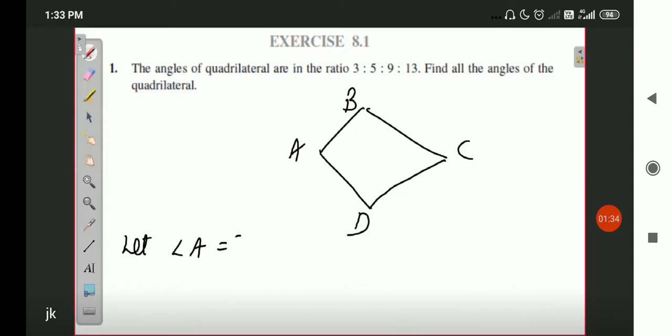And secondly, you will say that the sum of all the angles is 360 degrees. I have already told you the sum of all the interior angles of a quadrilateral is 360 degrees. Angle A plus angle B plus angle C plus angle D will be equal to 360 degrees. If you add all of these angles, you will determine the value of x, and by multiplying x with 3, by 5, by 9 and by 13, you will get the respective values of all the angles.